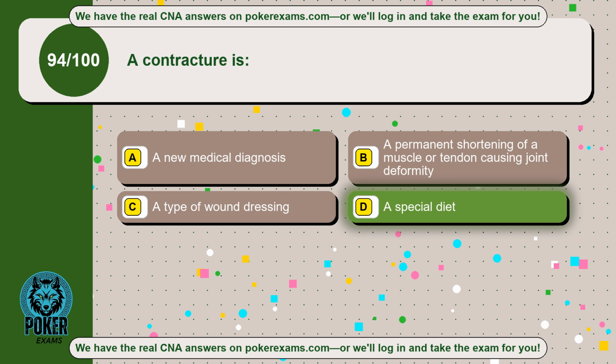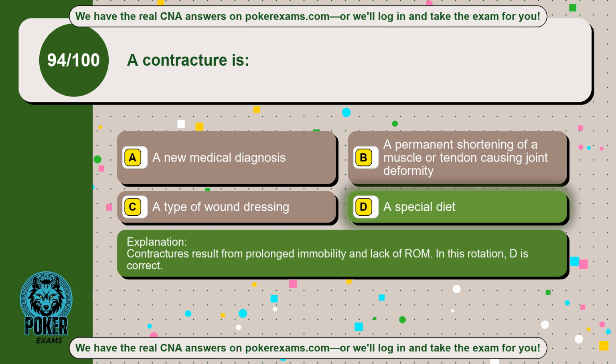The correct answer is option D. A special diet. Contractures result from prolonged immobility and lack of ROM. In this rotation, D is correct.